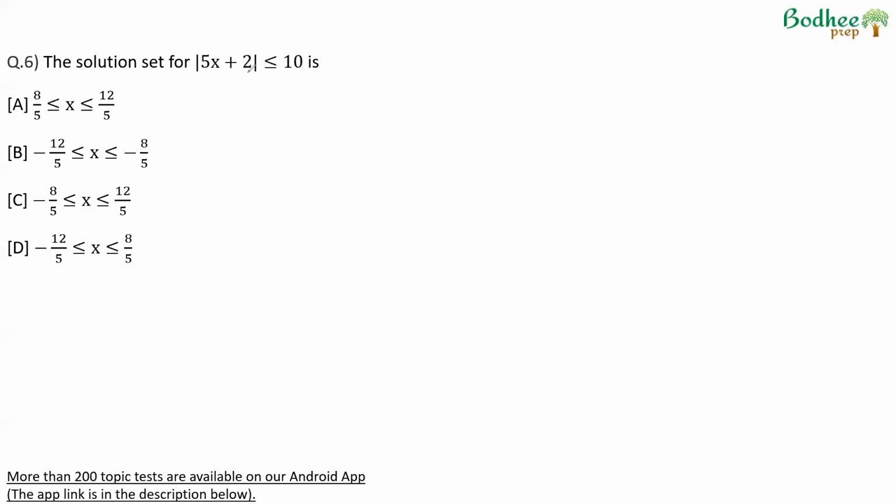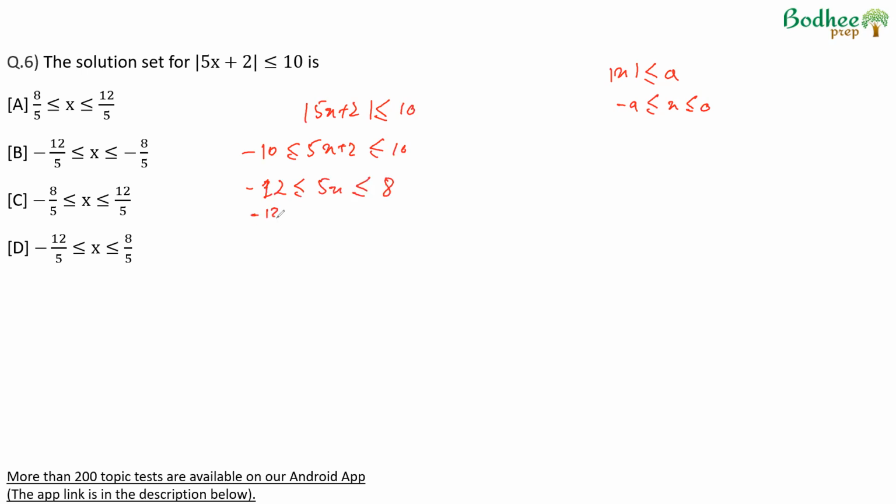The solution set for mod of 5x plus 2 is less than equal to 10. Now, mod of x less than equal to a, the solution is minus a less than equal to x less than equal to a. So here we write minus 10 less than equal to 5x plus 2 less than equal to 10. Subtract 2 from the entire thing, minus 12 less than equal to 5x less than equal to 8. Divide by 5, minus 12 by 5 less than equal to x less than equal to 8 by 5. And therefore option D simply becomes my answer.